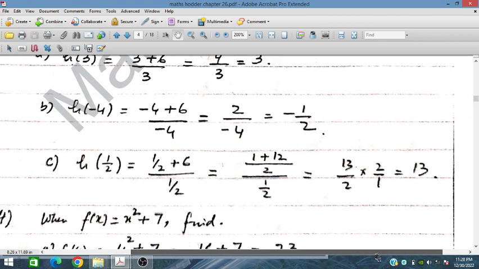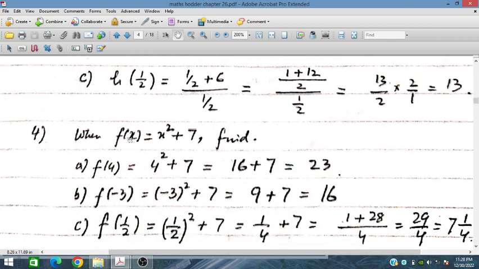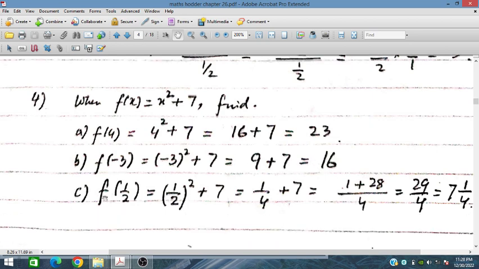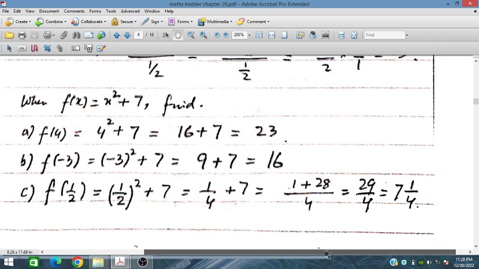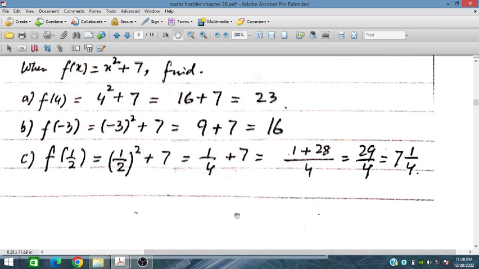So the resultant is 13. And when f(x) is equal to x squared plus 7, find f(4), which is 4 squared plus 7, equal to 16 plus 7, equal to 23. For f(-3) we have 16 minus 3 is plus 7. As for the half value, half squared plus 7, the resultant is 7 and 1 by 4.